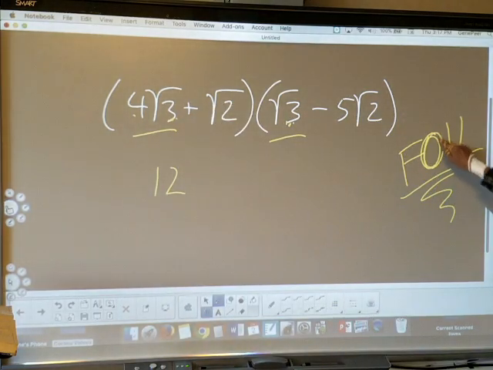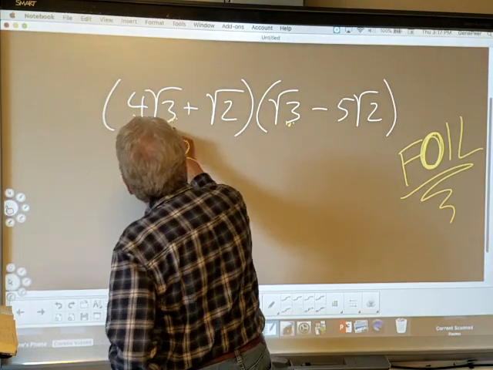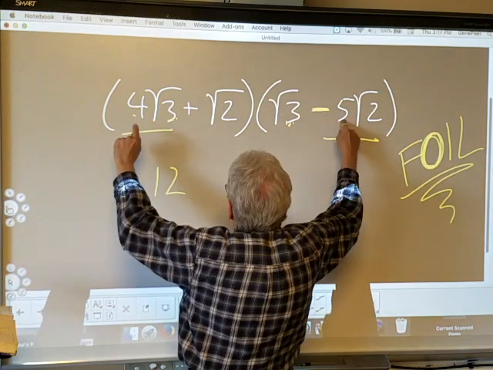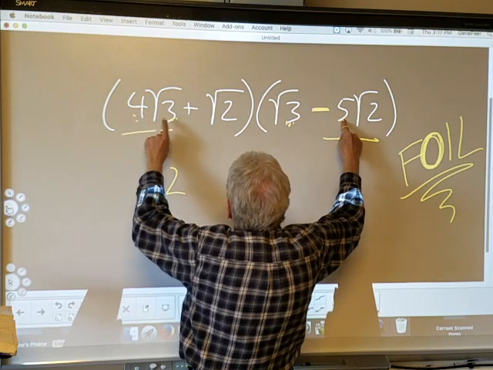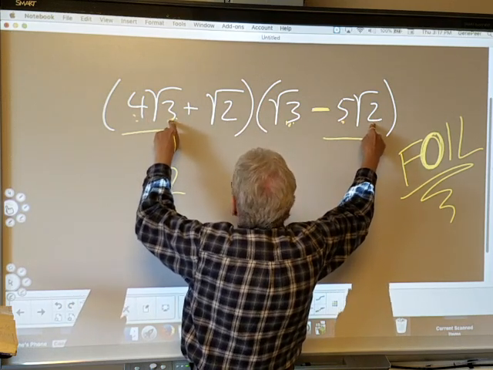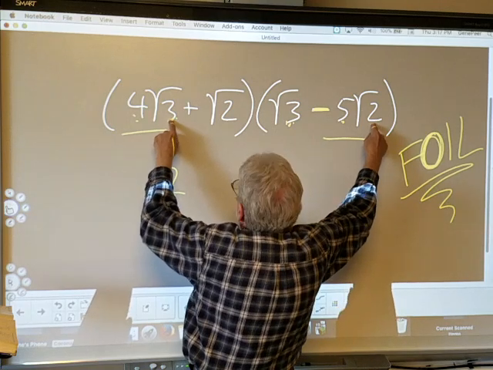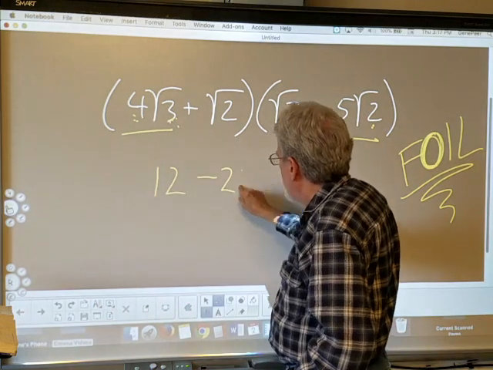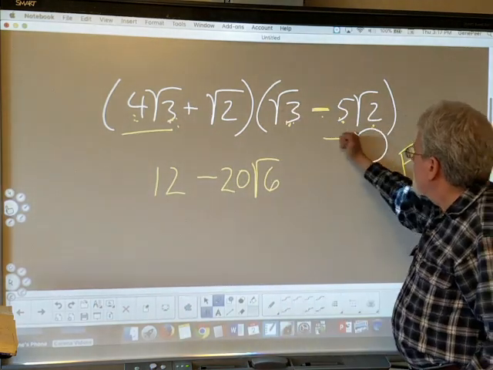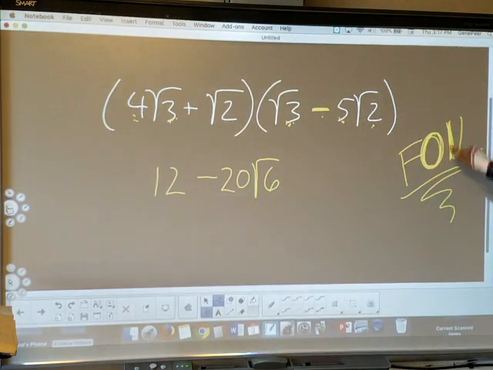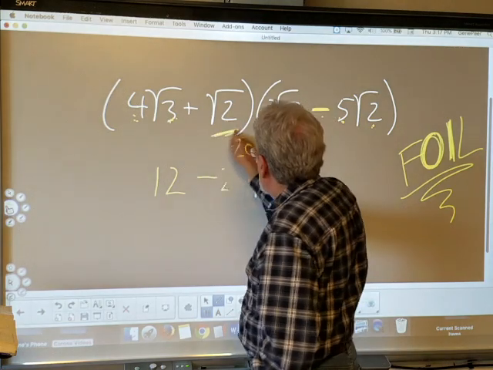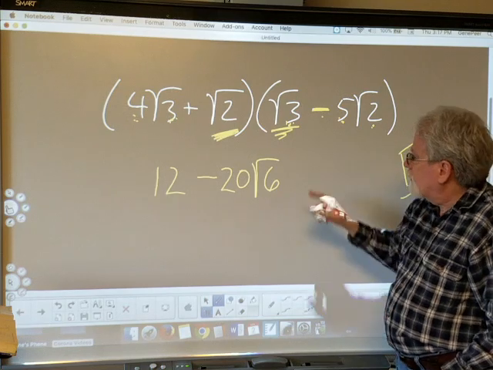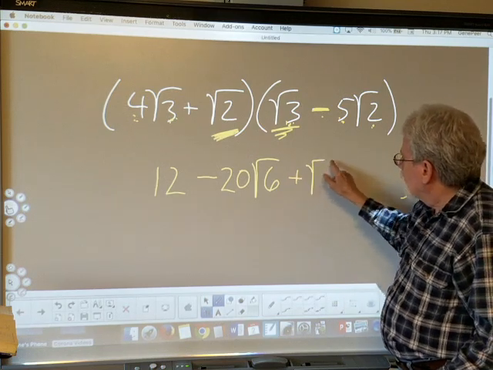What about the outers now? Outers being these guys, the ones on the outside. That's going to be, watch out, negative 20 times, what's square root of 3 times square root of 2? Put them together. Square root of 6. Yes. So we have negative 20 square root of 6. Then I for inners. Inners meaning this guy times this guy. That's going to be square root of 2 times square root of 3, which is just square root of 6. So it's a positive, plus square root of 6.